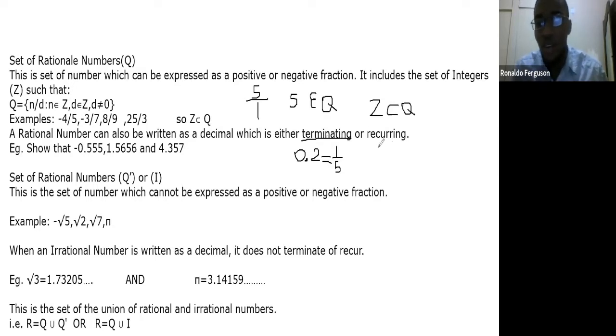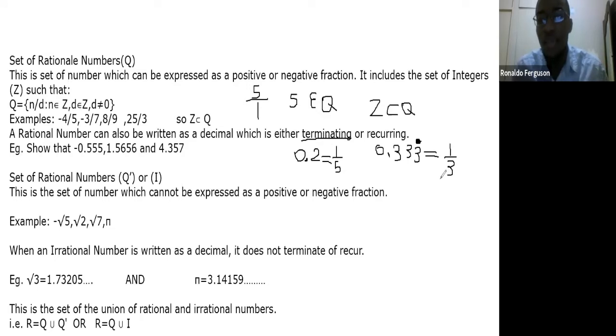Now, recurring is something like 0.333333. It continues and continues. So you put a dot over the last three to show that it continues. This is recurring forever. And so this, we know 0.333 is 1 over 3. So 1 over 3 is a recurring decimal, but it's still a rational number because why?